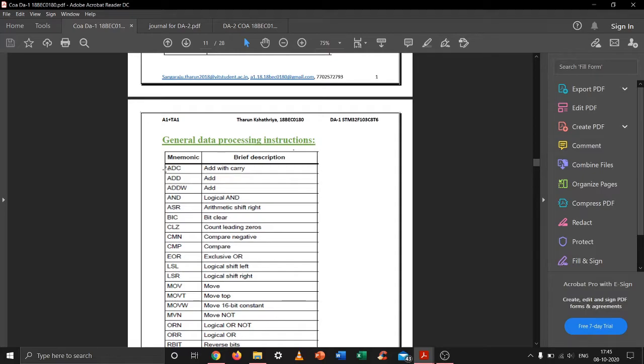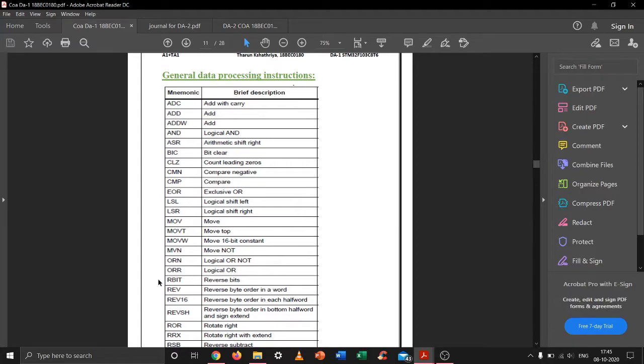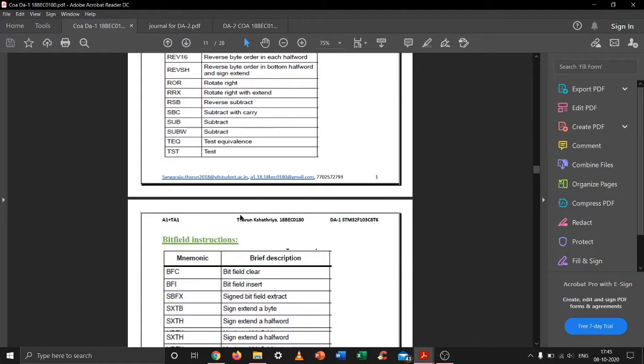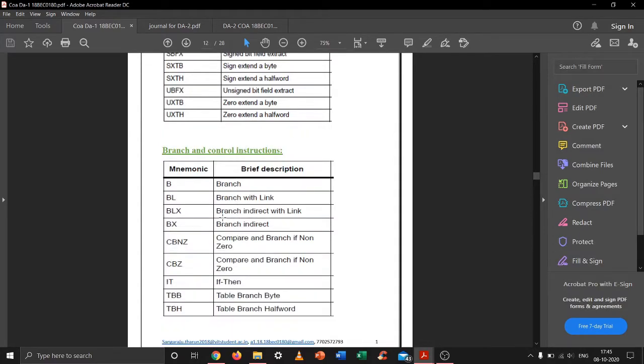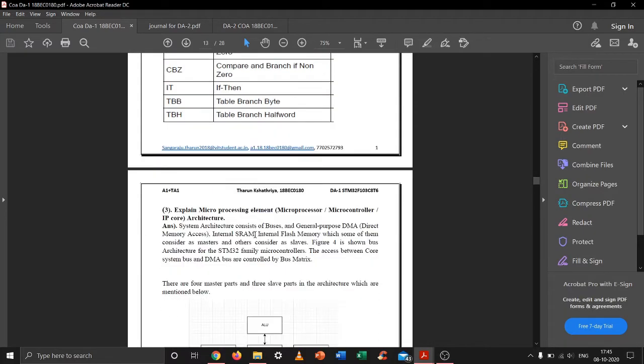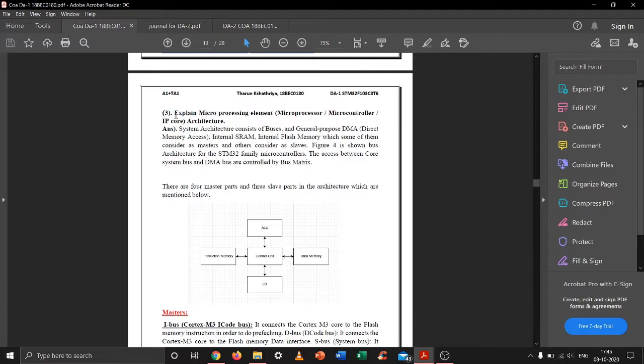And general data processing instructions. These are the commands. This is the brief description about each and every command which is over here. You can read about that. And bit field instructions, same like this. BFC, bit field clear. This will clear the bit field. Branch and control instructions.